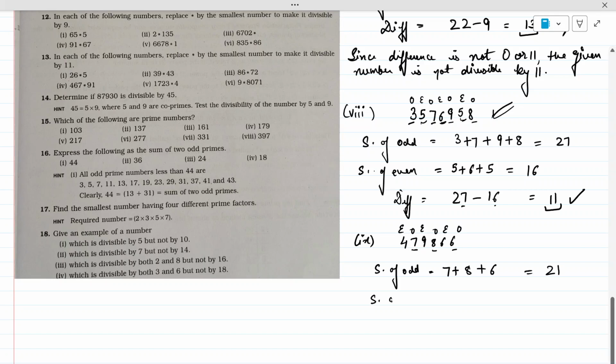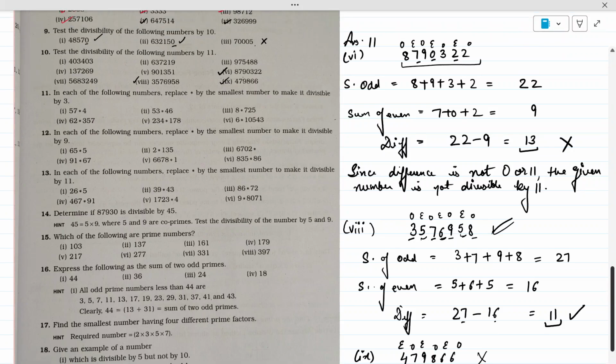And then we have the sum of even numbers. So even numbers, we have 4, we have 9, and we have 6. So 9 plus 6 is 15, plus 4 is 19. And the difference in them is 2, which is not 0 and not a multiple of 11. So that means this complete number is also not a multiple of 11, right? So this is for 11. We have done the divisibility checks.